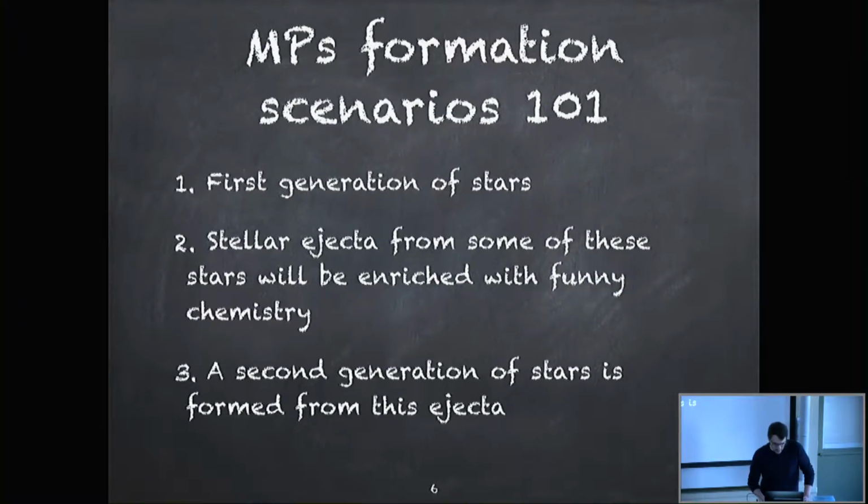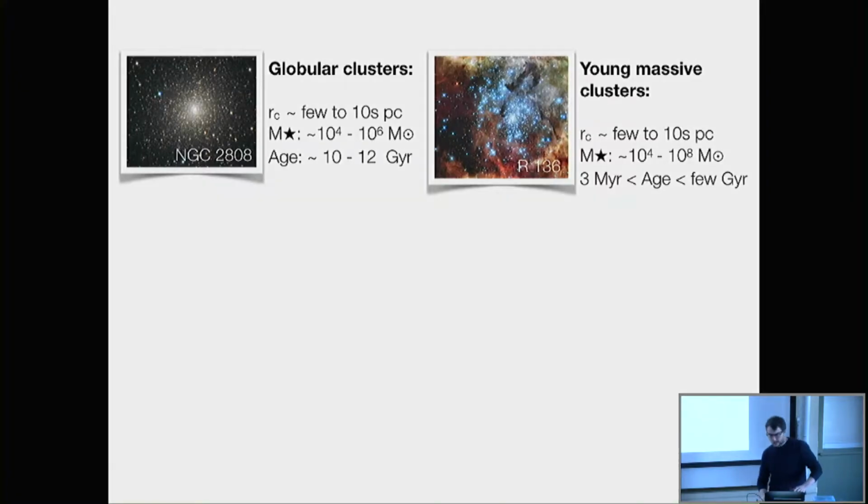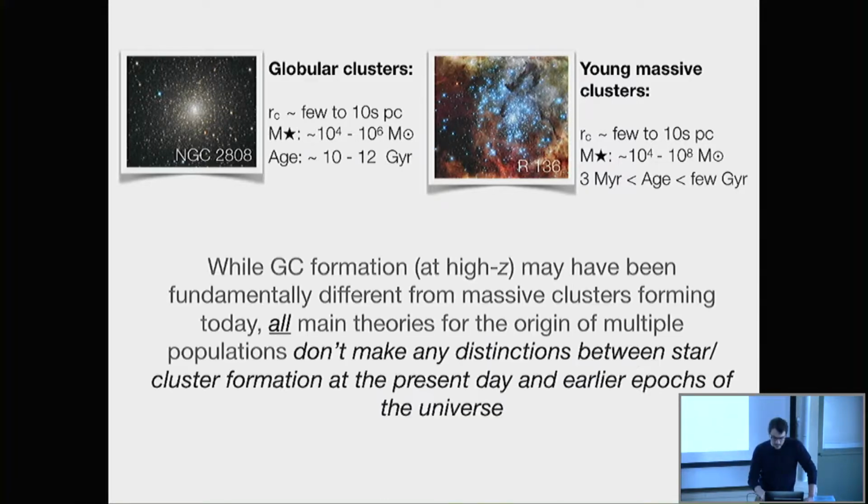So I'm going to start by showing you the constraints that we have found using young massive clusters. These are clusters that have the same masses and densities as globular clusters, but they are significantly younger. And we can use them because most of the scenarios don't make any distinction between the formation of clusters and star formation in general at high redshift compared to local.